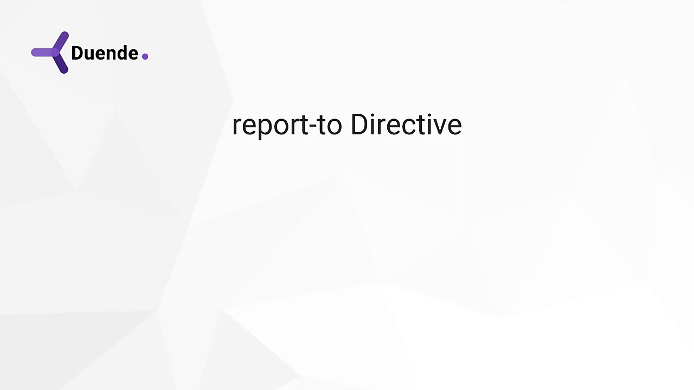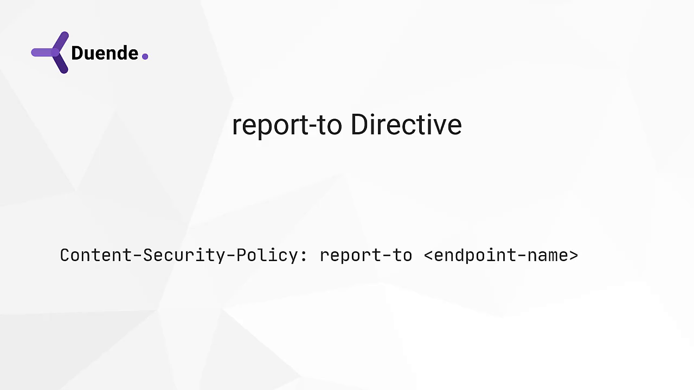I have some bad news. One day, the report-uri directive may be deprecated and in the distant future, removed from content security policy. There is a second, more recent approach. Instead of the report-uri directive, where you provide a reporting URI, we can use the report-to directive, providing the name of the reporting endpoint.